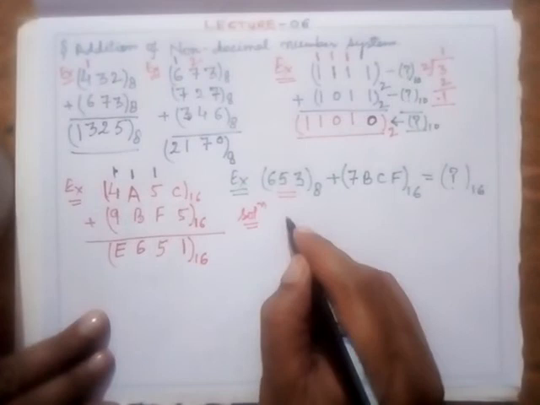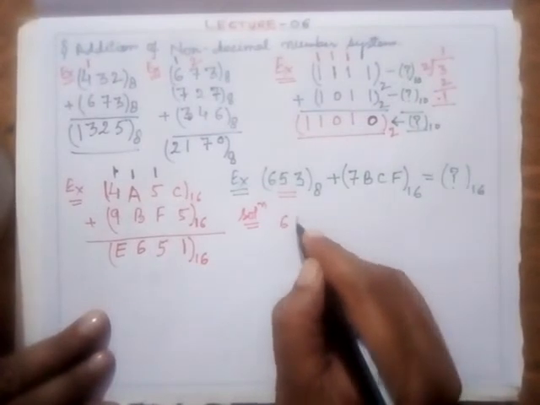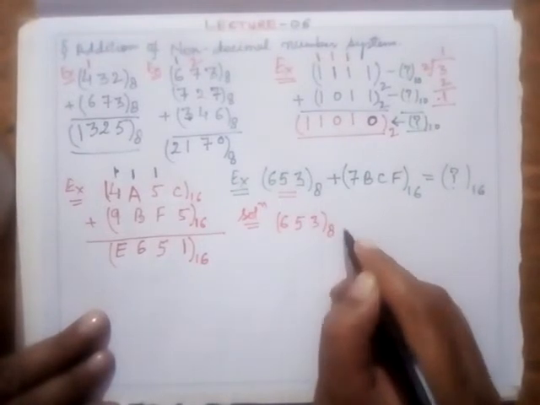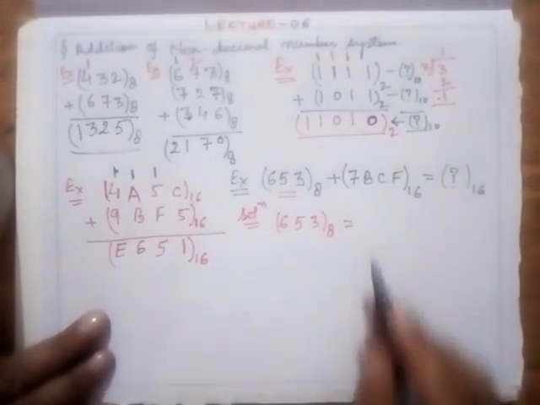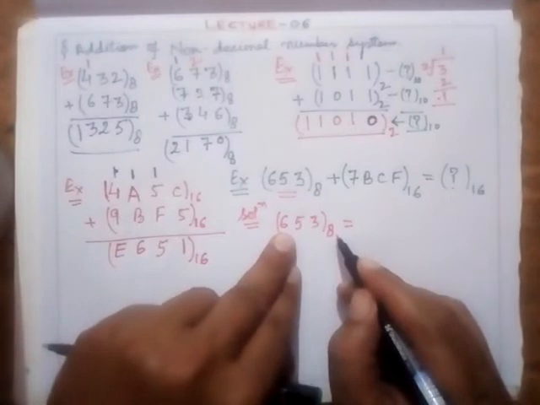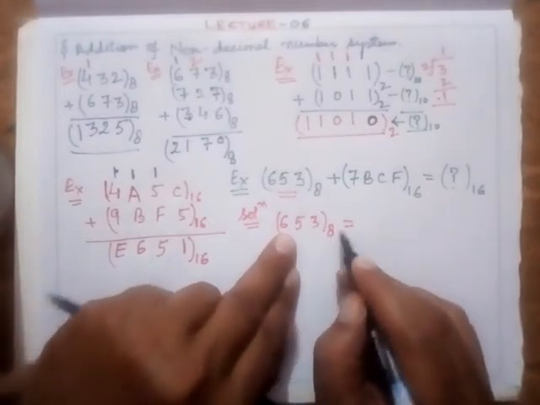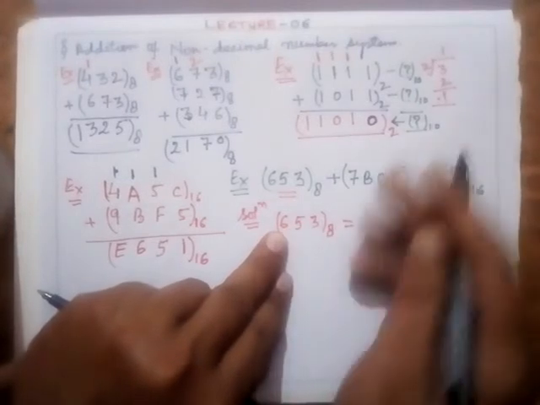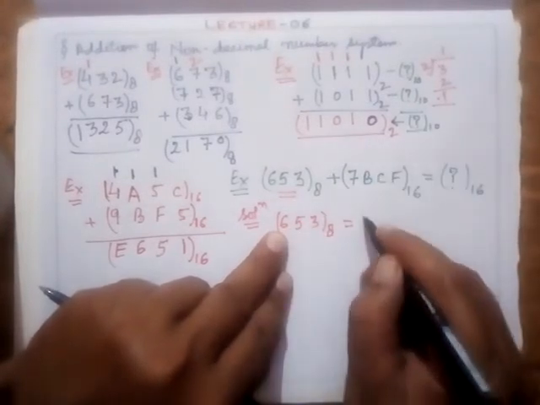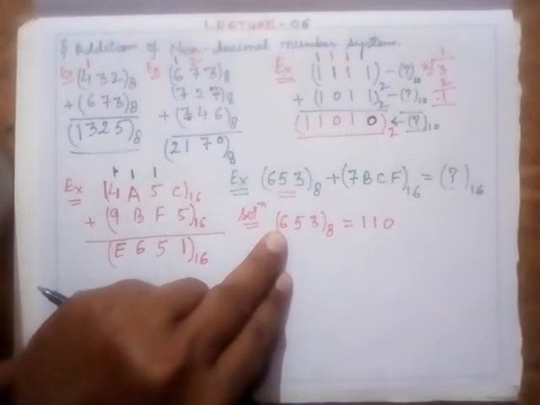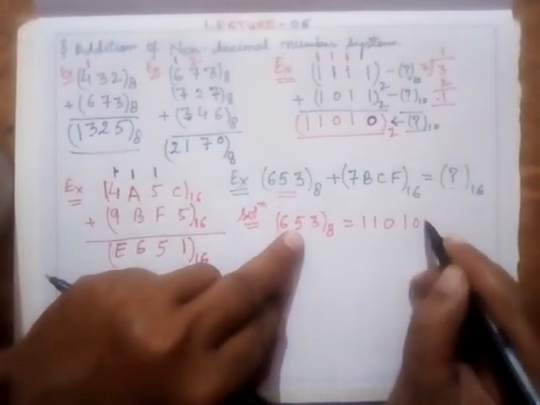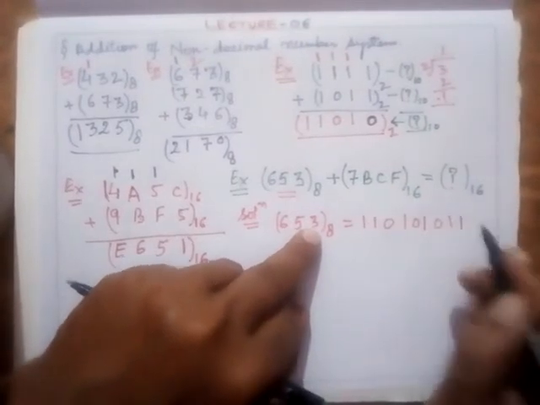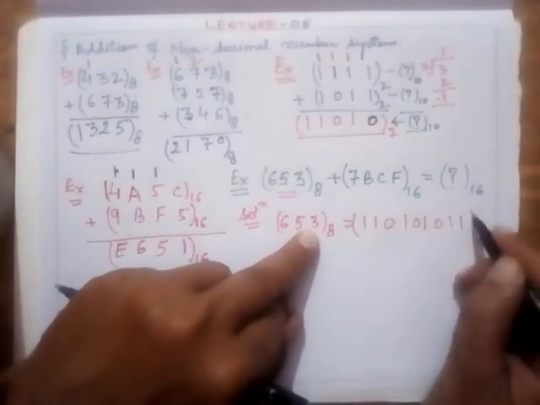I convert the 653. I'll go via base 2. 653 in base 8 is equal to, in base 2, since 8 is 2 to the power 3, I'll represent every digit by 3 bits. It's a revision of the previous lecture. So 6 is 110, 5 is 101 and 3 is 011. This is the corresponding number in base 2.